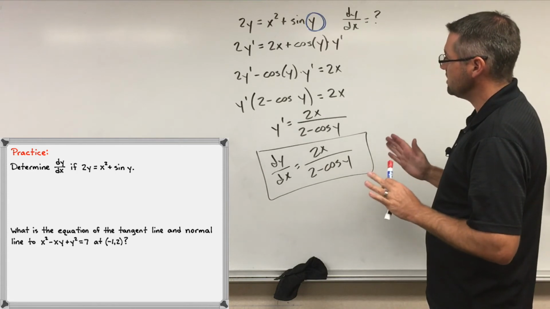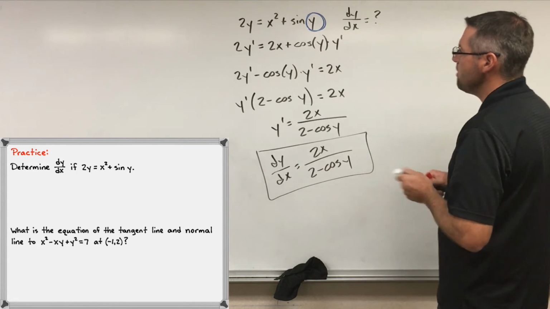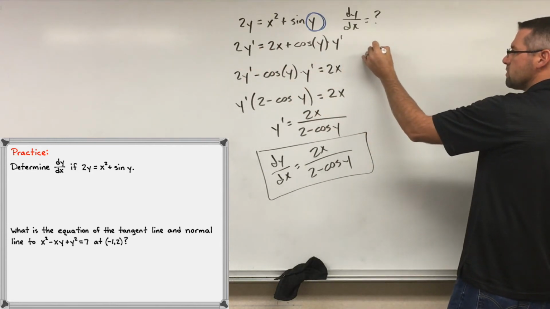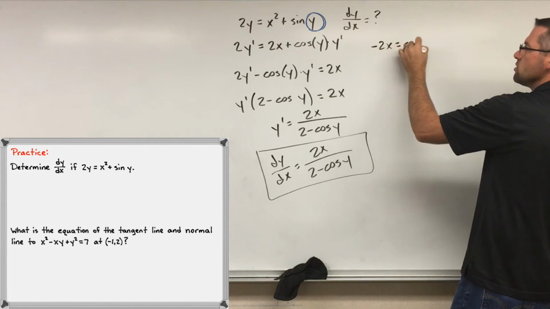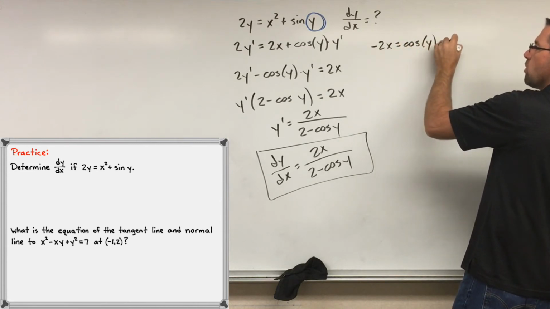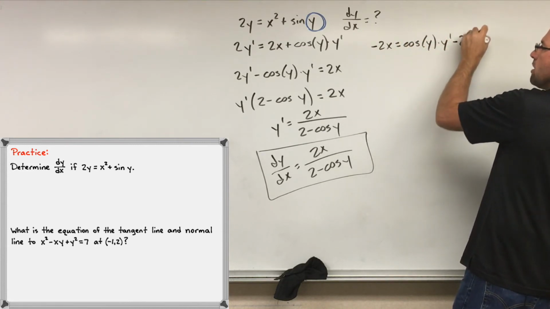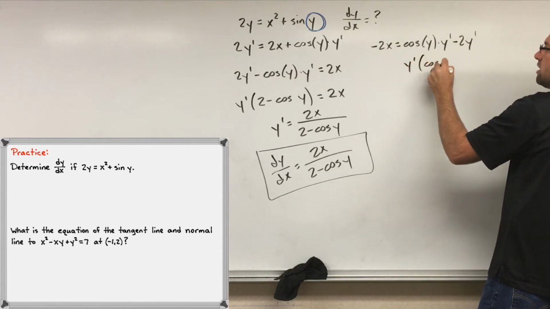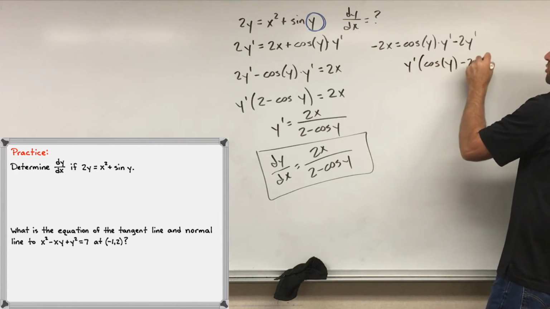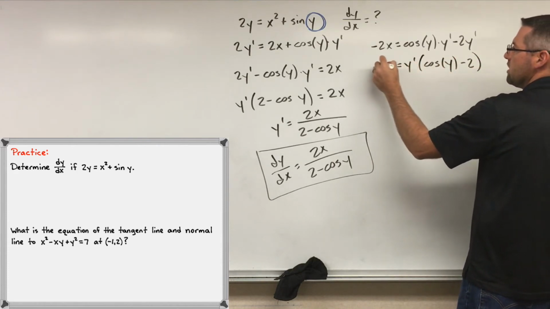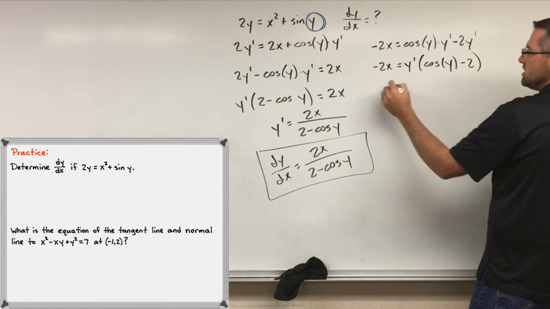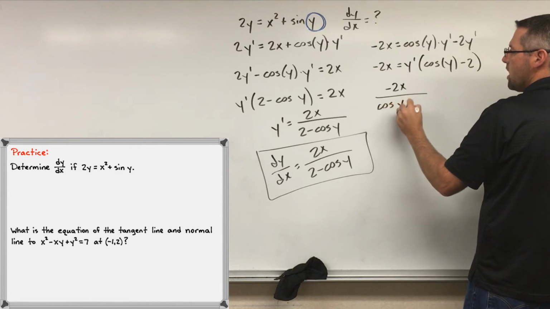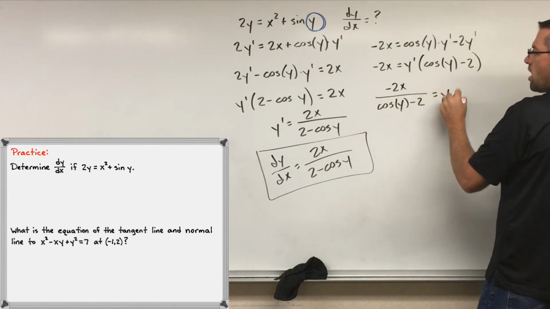Now, you may have done something slightly different. You may have moved the y primes over to this side and the x over to the other. So you would have gotten negative 2x equals cosine of y times y prime minus 2y prime. And then we would have factored the y primes there. So y prime times cosine of y minus 2 equals negative 2x. And then we'll divide by the parentheses now. So we end up with negative 2x over cosine of y minus 2 equals y prime.